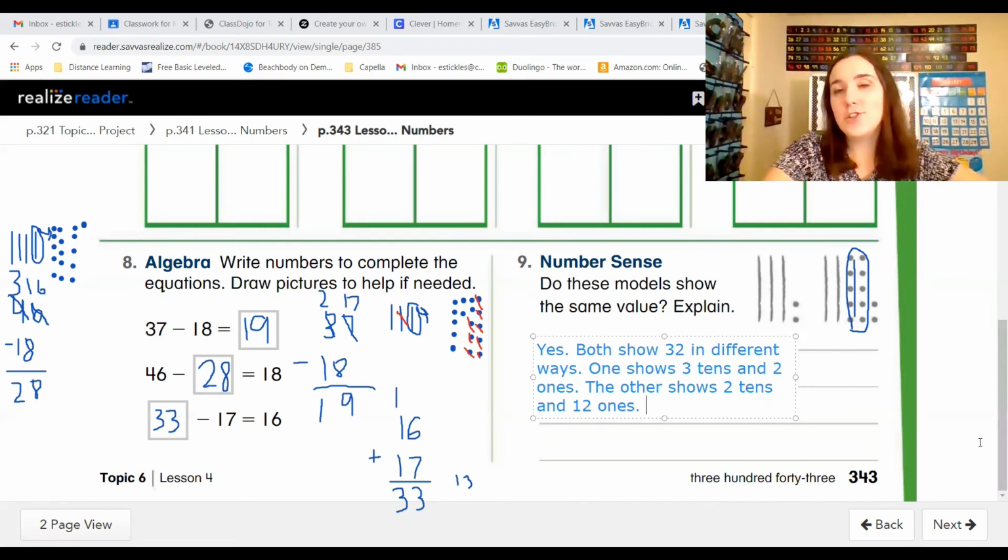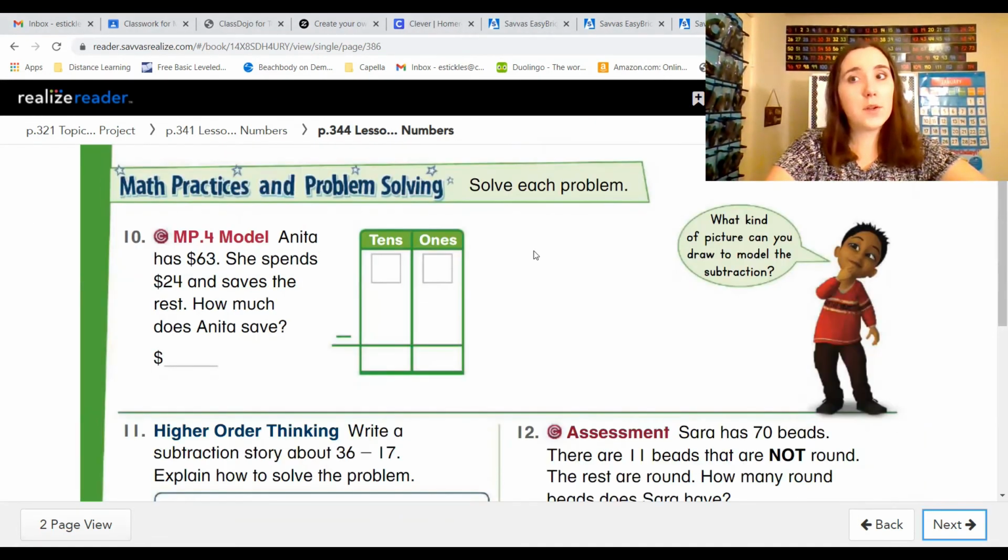Okay, we're going to turn the page and just do 2 more problems together. You guys are doing a great job. Okay, we're going to do number 10 together. It says, Anita has $63. She spends 24 and saves the rest. How much does Anita save?